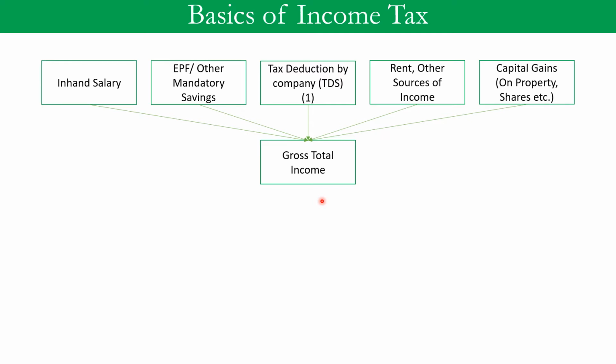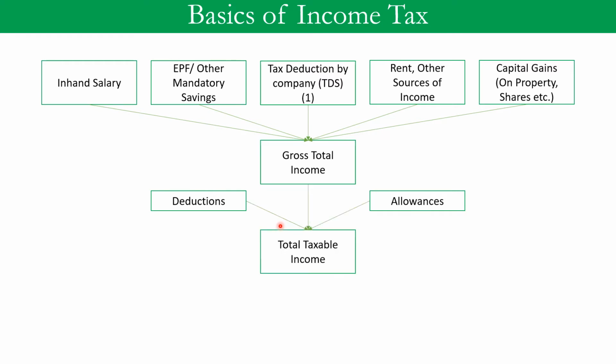Now that you know your gross total income, will you pay tax on it? Definitely not, because the government has provided us with some tax exemptions in order to reduce our tax liability. These are known as deductions and allowances. For example, you have house rent allowance, you have section 80C deduction, etc. So you can claim tax exemption under these deductions and allowances and reduce your tax liability. Once you claim these deductions and allowances, your total taxable income will be known.